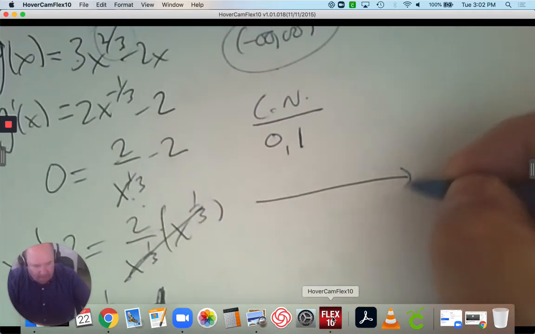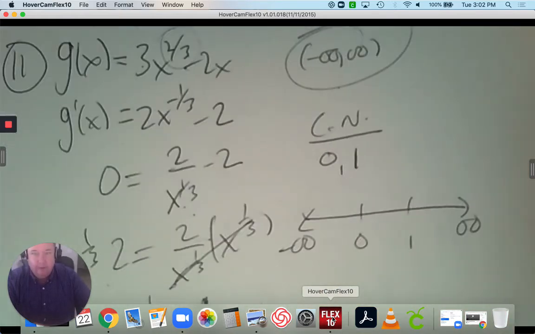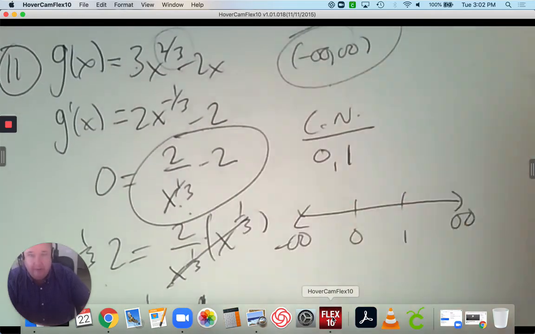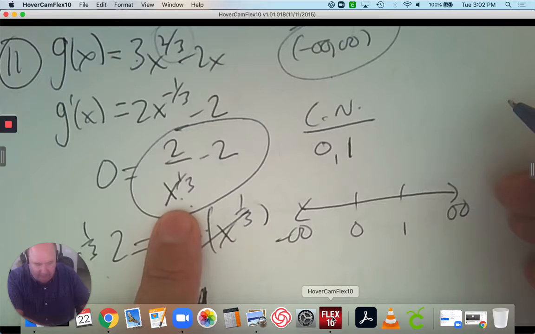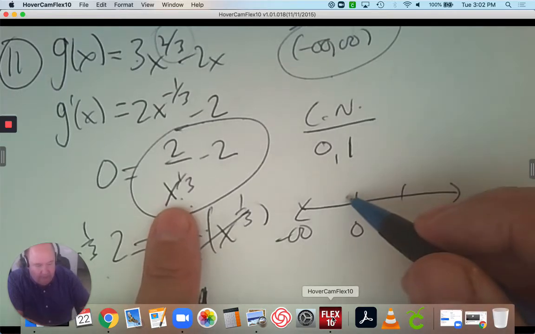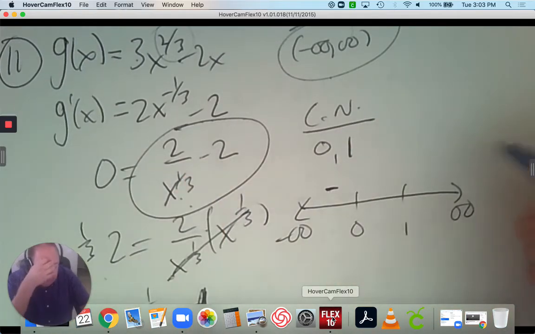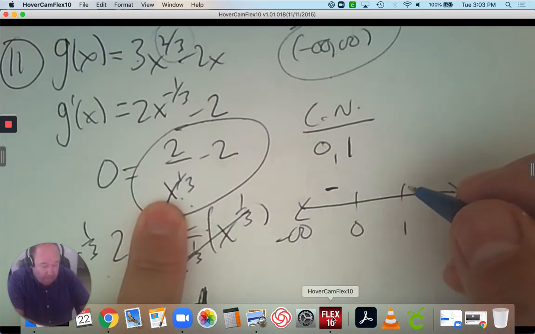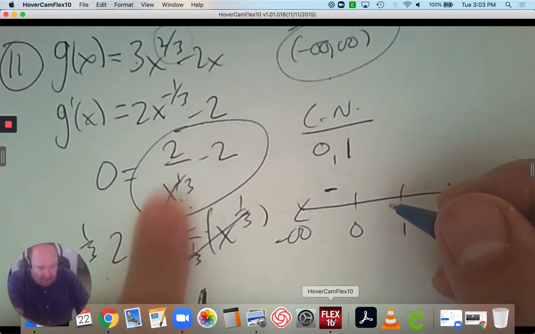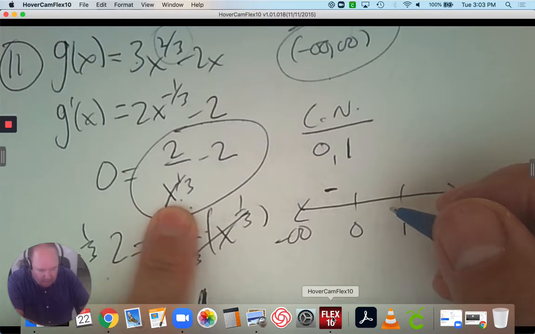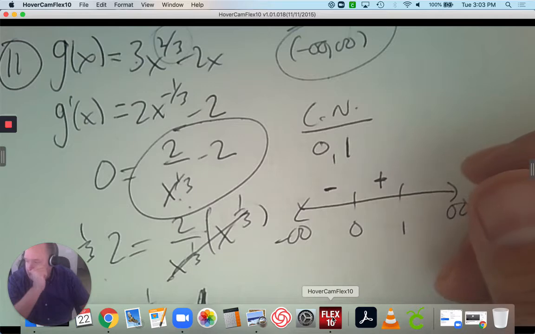Do a number line for 0 and 1, and this is going to go into the derivative right here. So pick a negative number. Remember, the cube root of a negative number is negative. So if I put in -1, you get a negative and a negative, so that's negative. Put in 1/2 and see what the answer is. So 1/2, the cube root of 1/2 is small, but when you do the reciprocal, it's going to make it big. Subtract 2. So that's why it's positive.